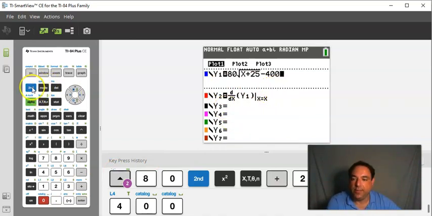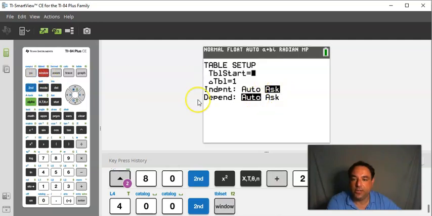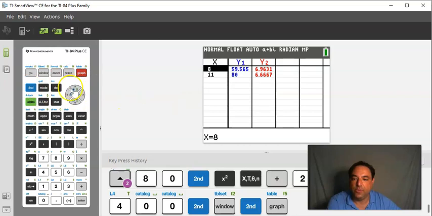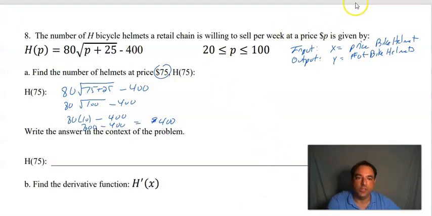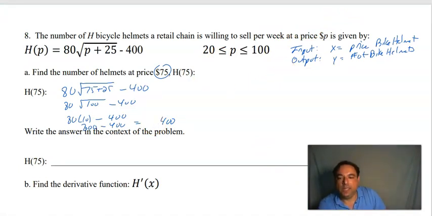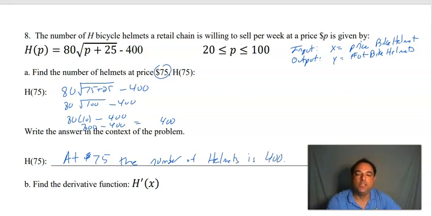When I go to the table feature, make sure when you hit second window, it's Ask Auto. When you go to second graph for the table, we're plugging in 75. So if the price was $75, how many helmets? 400. Sorry, 400 helmets, not dollars. So in a sentence, at $75, the number of helmets is 400. Okay, so we want to know how that's going to change, the rate of change.